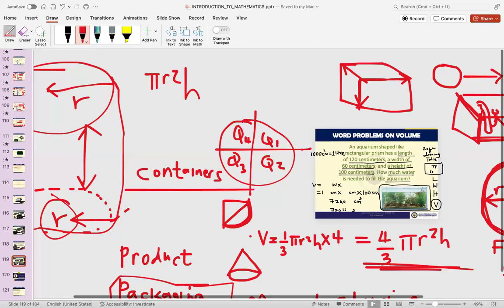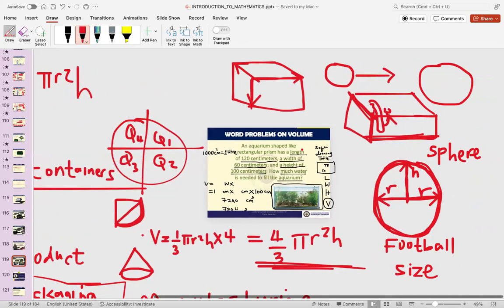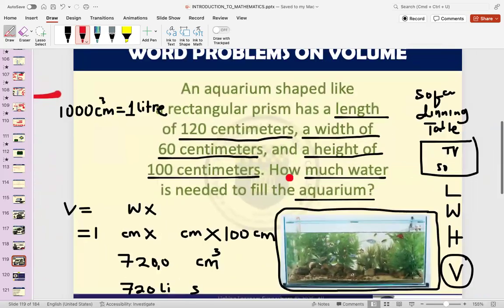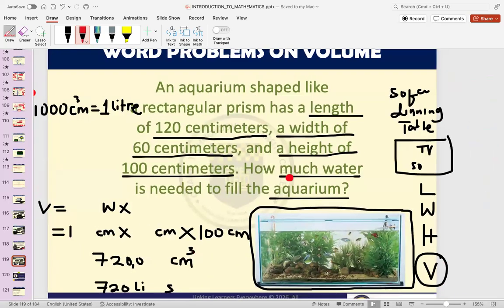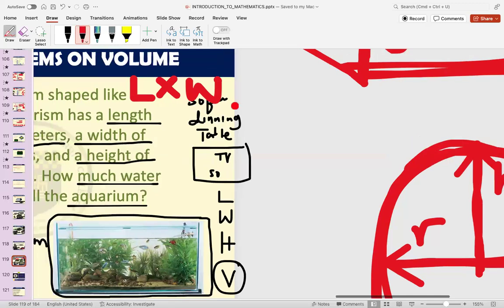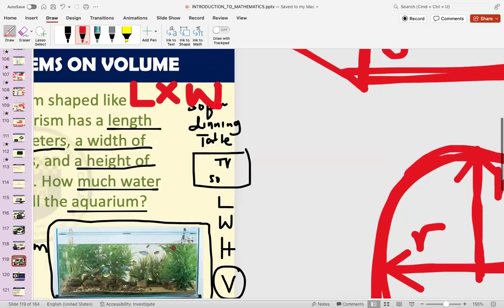Some of the containers are like a sphere, spherical. Some are also like a rectangle. In fact, most of the containers, most of them are in the form of a rectangle, because it is easier dealing with rectangular shapes than any other shape, because of the straight formula of length times width. So it makes it easier to deal with, length times width.